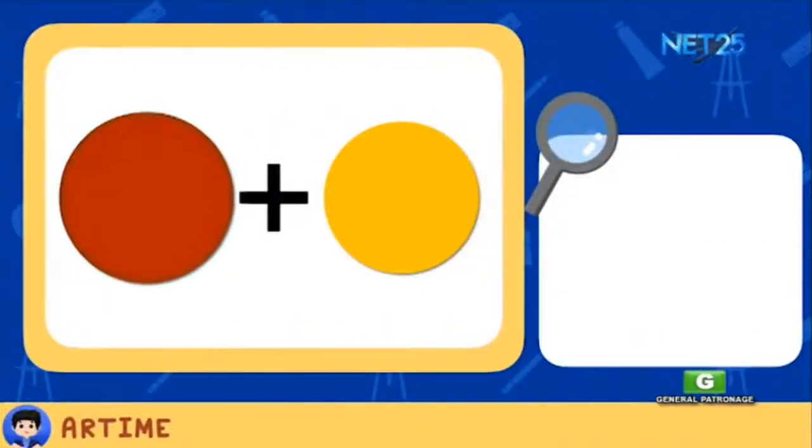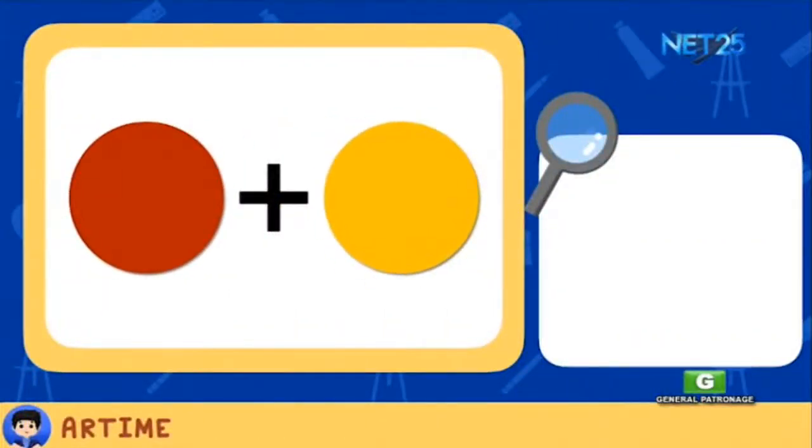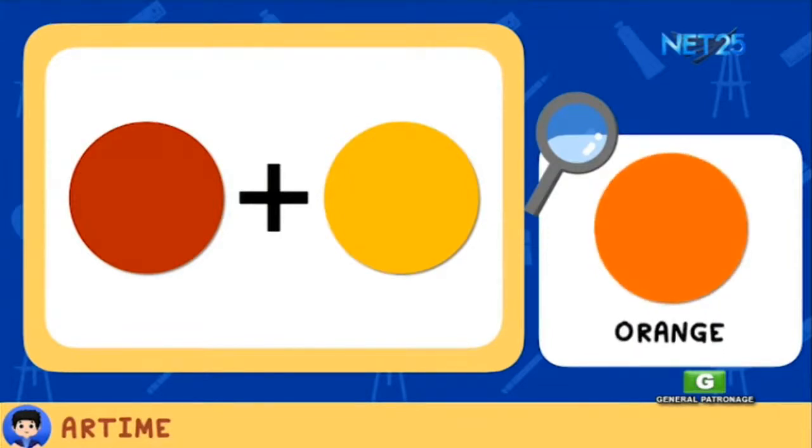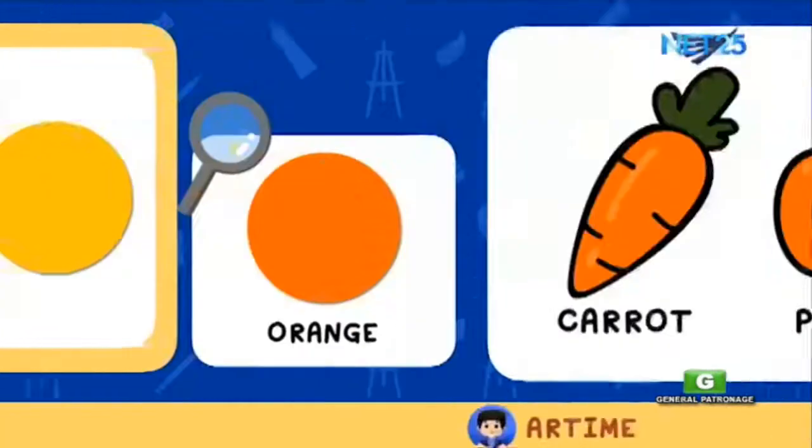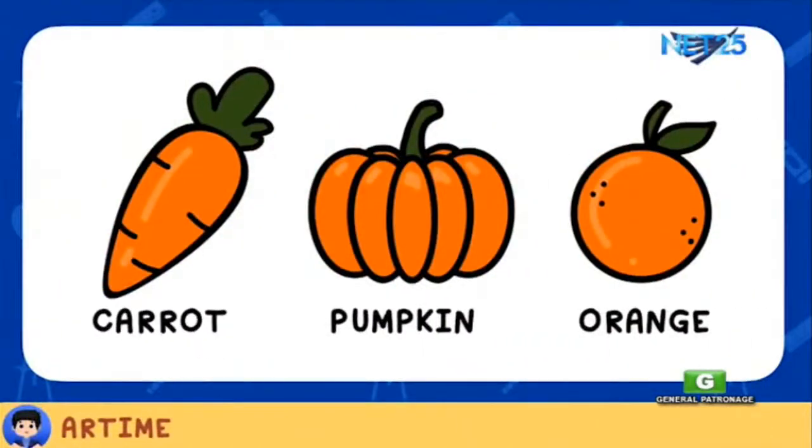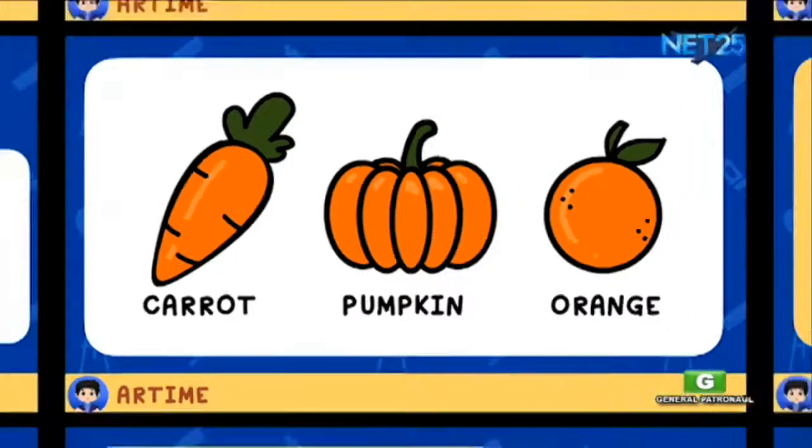If we mix the primary colors red and yellow, what will we get? Yes, the color orange. Objects that are usually orange are carrot, pumpkin, and the orange fruit.